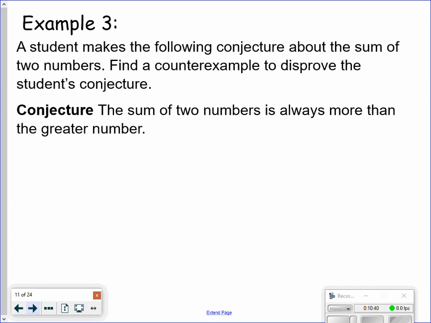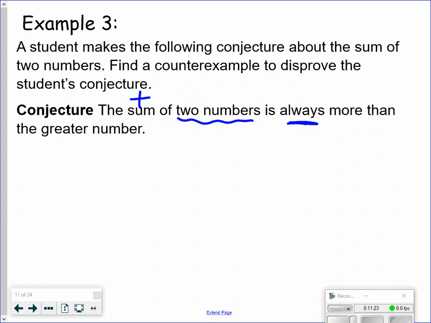So it says a student makes the following conjecture about the sum of two numbers. Find a counterexample to disprove this student's conjecture. So once again, maybe that person that's always right says, well, the sum of two numbers is always more than the greater number. Okay. So you need to think about, how can I prove this person wrong? The sum, okay, we're adding, of two numbers, they don't specify whether they're positive or negative, is always more than the greater number.